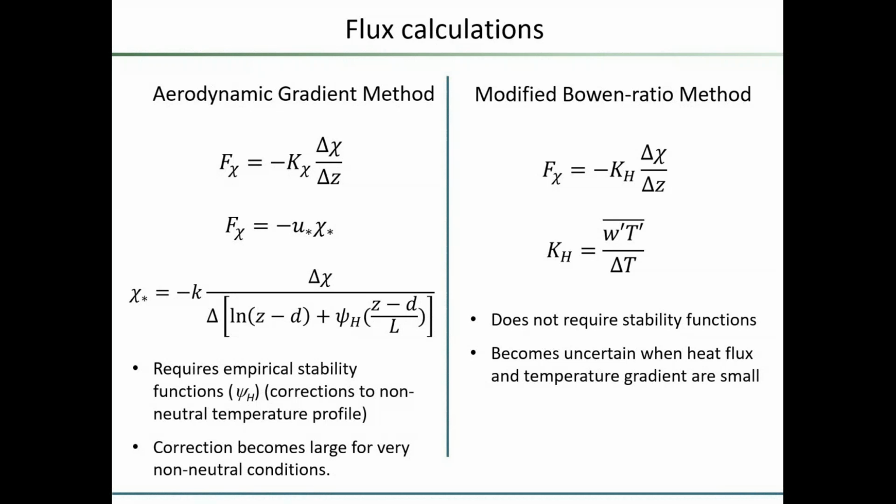So this approach doesn't require the stability functions, but it becomes uncertain when the heat flux and the temperature gradient become small. So those would be transition periods, say in the morning or in the evening, when the direction of the heat flux and the temperature gradient are changing and therefore become quite small. But what we're proposing is that maybe we can use a combination of these two approaches to extend the temporal coverage of our conditional gradient sampling.